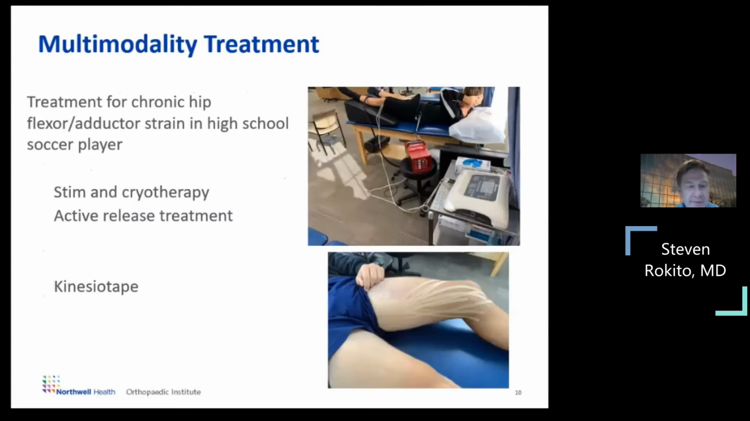Multimodality treatment. So here you can see an athlete in one of our clinics, a high school soccer player with hip flexor and adductor strains, and he's being treated with multiple modalities. He's getting stim and cryotherapy to the injured areas. This is oftentimes followed by hands-on massage therapy. In this case, the therapist decided to do some active release treatment to get in there, as well as stretching. And then before he left the clinic that day, they also utilized kinesio tape to the site.